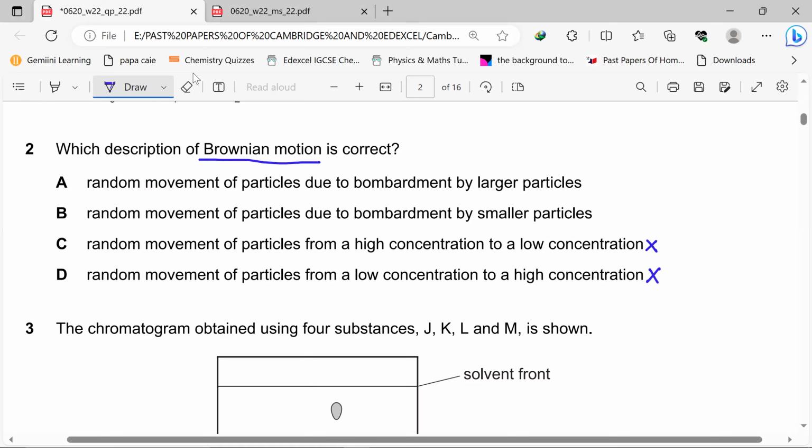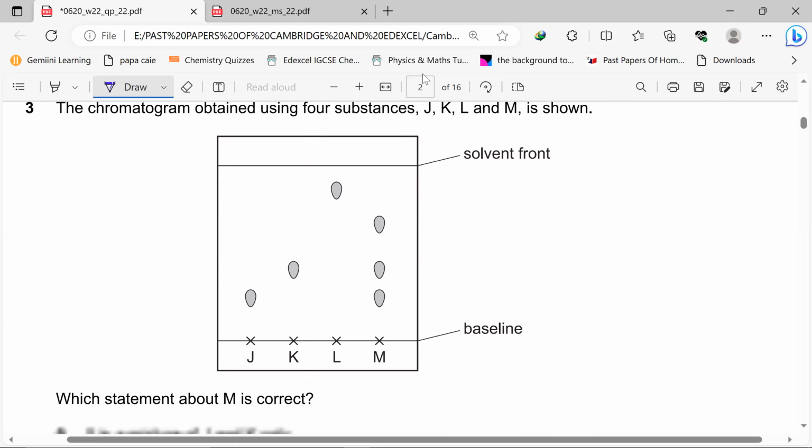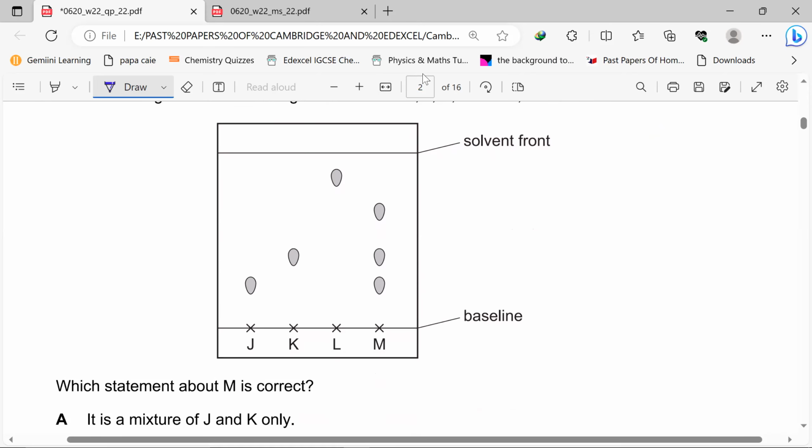So in Brownian motion, what happens? Very small particles move very randomly. So B should be the only correct answer for question number 2. Unlike diffusion, it's not from high concentration to low concentration, nor is it osmosis. This is not the case. So random movement of particles, especially very small particles, due to bombardment is Brownian motion. So for that, B is the only correct answer.